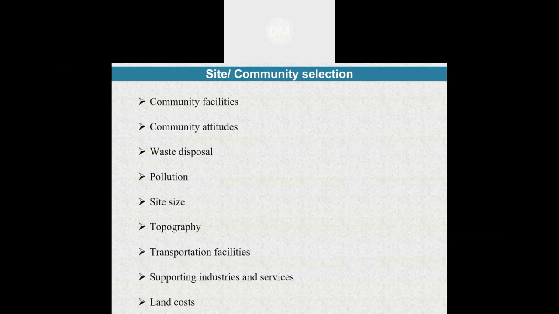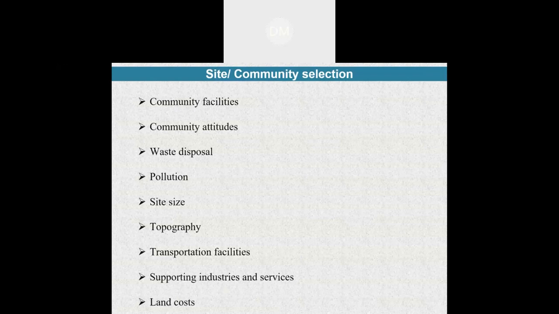So community facility means, in the same location, medical services, then fire station, some police station, and education facilities. Okay, so these are other important factors. Then good streets, good communication and transportation facilities, then waste disposal.